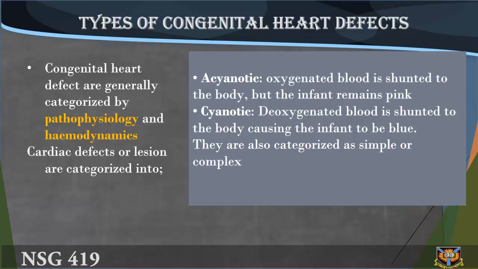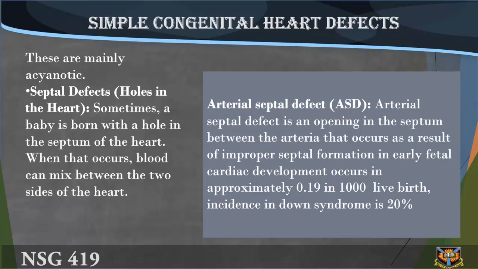They are also categorized as simple or complex. Simple congenital heart defects are mainly acyanotic. Septal defect, holes in the heart. The septum is the wall that separates the chambers on the left side of the heart from those on the right. It prevents mixing of blood between the two sides of the heart. Sometimes, a baby is born with a hole in the septum. When that occurs, blood can mix between the two sides of the heart.